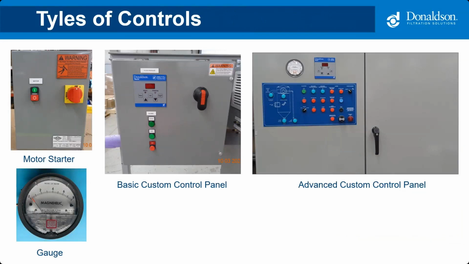So running through the different types of controls, we'll start with the most basic type. The most basic type of control is the motor starter. What this does is it turns the fan motor on and off with manual buttons, and it protects the motor from short circuits and overloads. A motor starter is often paired with some kind of gauge to monitor differential pressure in the collector, which tells the operator the condition of the filters. For laser cutting applications, I generally recommend a basic or advanced custom control panel.